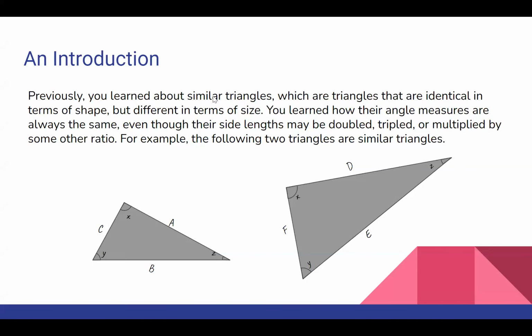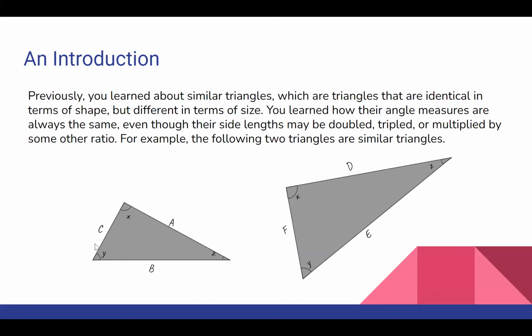So last week we learned about similar triangles, which are triangles that are identical in terms of shape, but different in terms of size. So we learned how their angle measures are always the same, even though their side lengths may be doubled, tripled, or multiplied by some other ratio. So for example, the following two triangles are similar triangles.